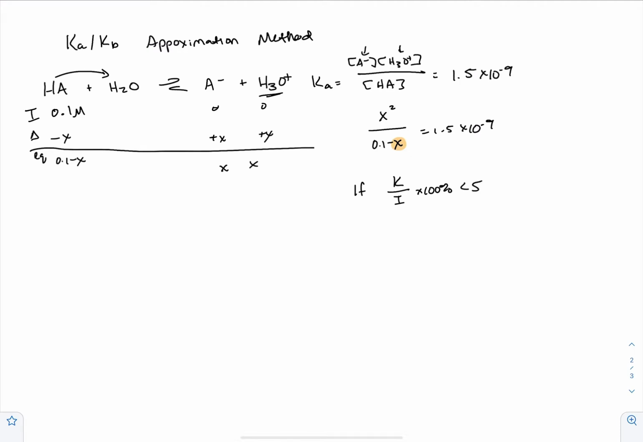So if your K value divided by your initial value, times 100%, is less than 5, then this will work. If it's not, you have to do the quadratic. So here's our K value, 1.5 times 10 to the minus 9th over 0.1, and then times 100%.